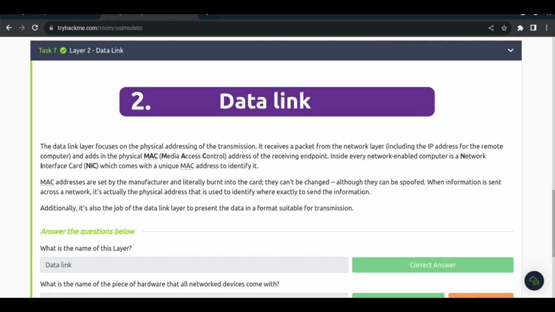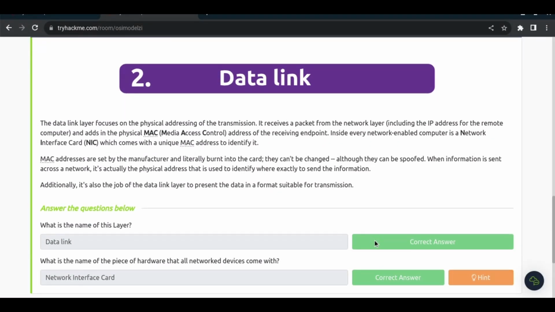MAC addresses are set by the manufacturer and literally burnt into the card. They can't be changed, although they can be spoofed. When information is sent across a network, it's actually the physical address that is used to identify where exactly to send the information. Additionally, it is also a job of the data link layer to present the data in a format suitable for transmission.